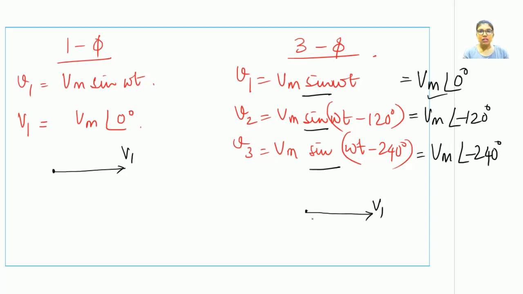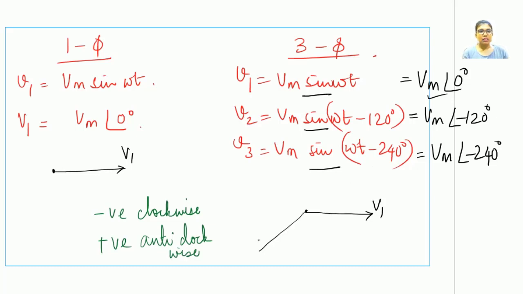Minus means we have to travel in the clockwise direction. I'm writing it over here. Negative angle means it's a clockwise rotation. Positive angle means it is an anti-clockwise rotation or counterclockwise rotation. So since it is minus 120, this is how V2 would be represented. And this in the clockwise direction represents minus 120 degrees.